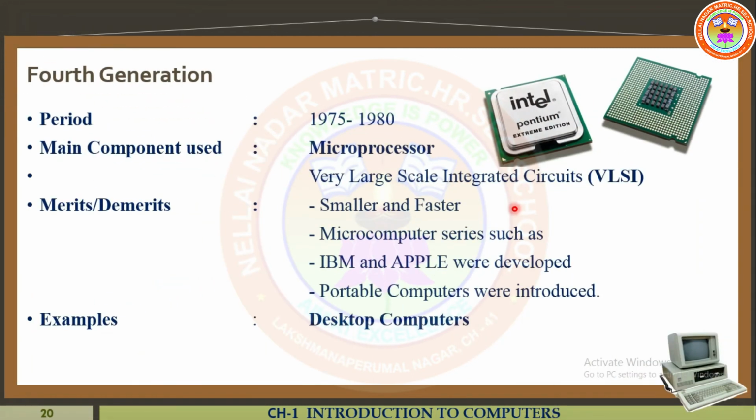The next generation is the fourth generation. In this fourth generation, we introduced the microprocessor as the main component. This generation was used in the years 1975 to 1980. Especially, we introduced the VLSI type of microprocessor, that means very large scale integrated circuits. Once we used this type of circuits, the system became very small and also very fast. The size is very small, but at the same time the execution speed is very high.